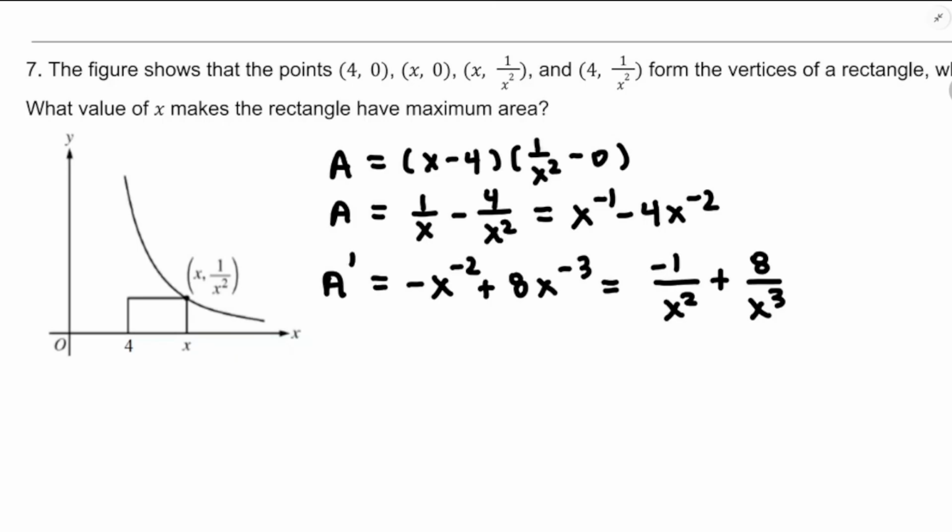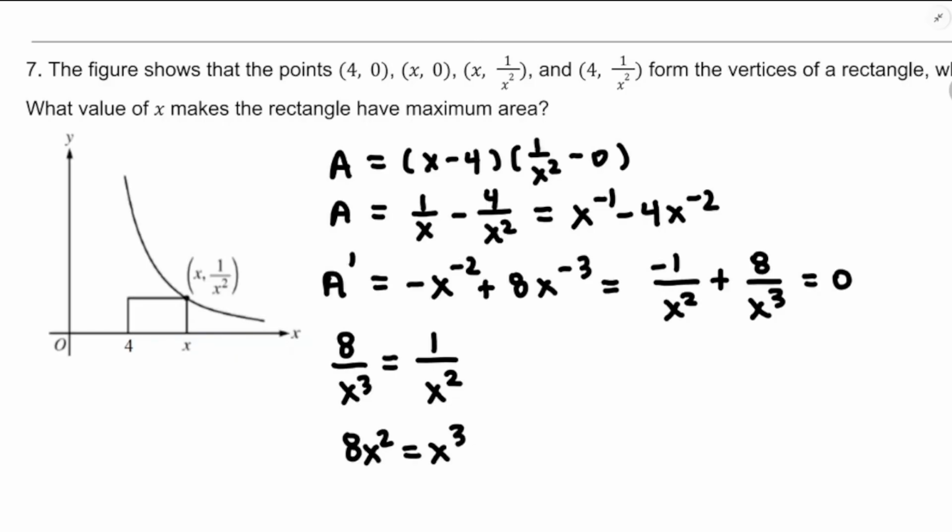Okay. Now, if we want to set this thing equal to 0, yeah, that's what we should do. I was going to put it together with a common denominator, but I just don't really feel like doing that right now. So I'm going to set it equal to 0, and then I'm going to add that 1 over x squared to both sides. So that would be 8 over x cubed equals 1 over x squared. I'm going to cross multiply, so that would be 8x squared equals x cubed.